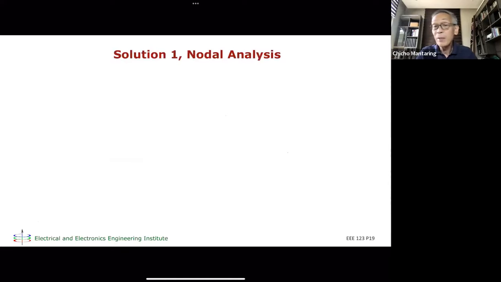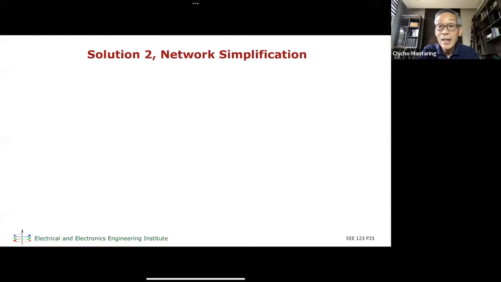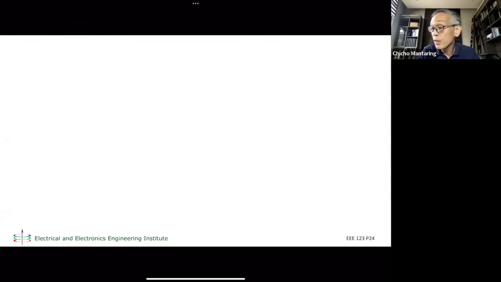Now, there are many techniques for that. There are many techniques that we can apply. We can use nodal analysis. I can do network simplification. I can do source conversion. In fact, those are only 3 of the possible techniques you can use. So let's just do one. For this afternoon, let's just use nodal analysis.